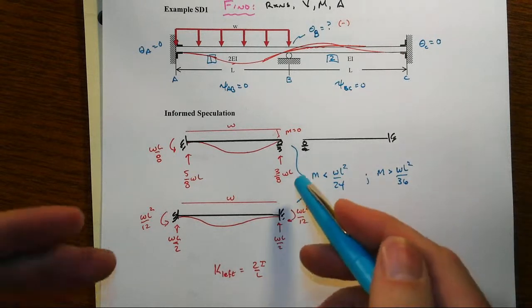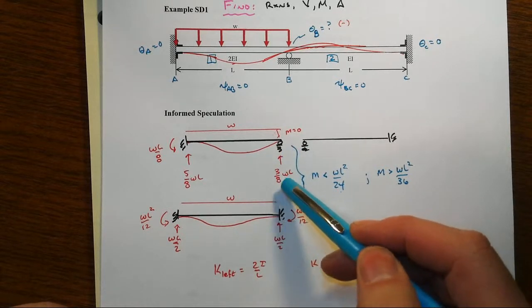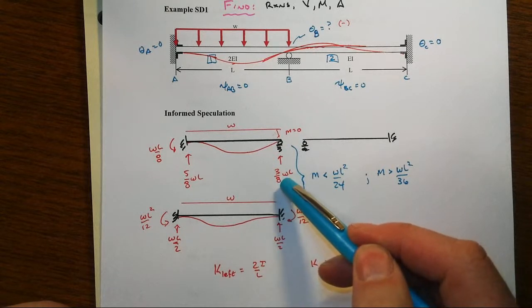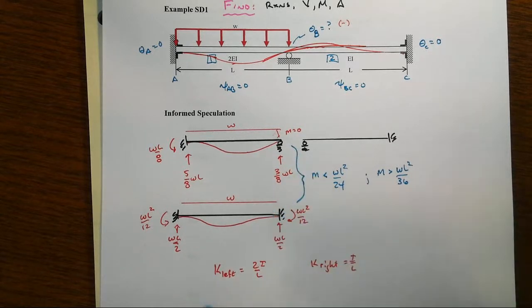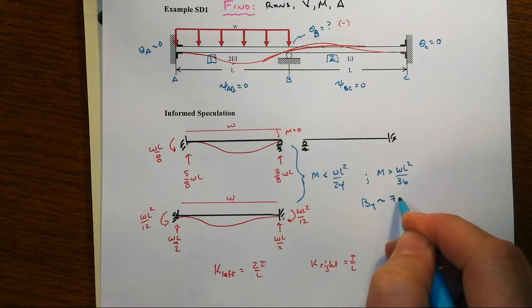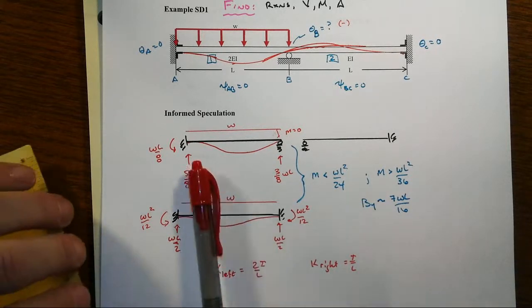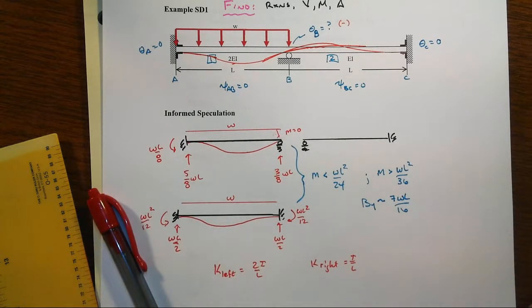And that's the beginnings. I can now play around with some of these reaction values. That reaction at the middle might be somewhere in between 3/8 WL and WL over 2. So that would be, I don't know, maybe 7/16. So B_y, maybe guessing 7 WL over 16. Not sure. I think that's going to be a little off, but we're getting kind of close, at least a little bit. And that's as far as we'll take it on the informed speculation. And we'll go figure out how to do an exact model now.